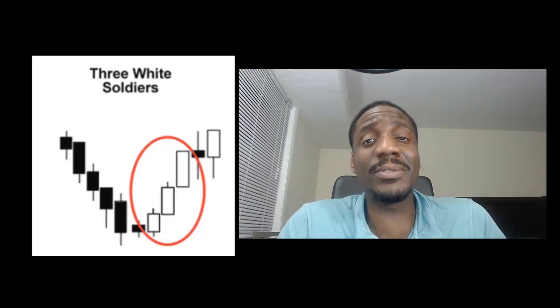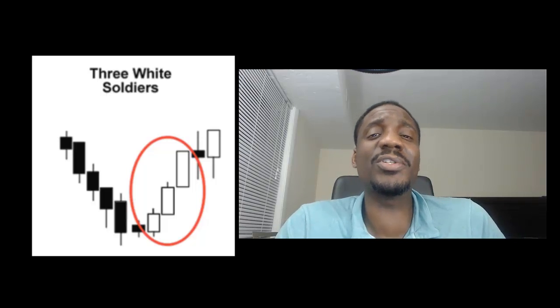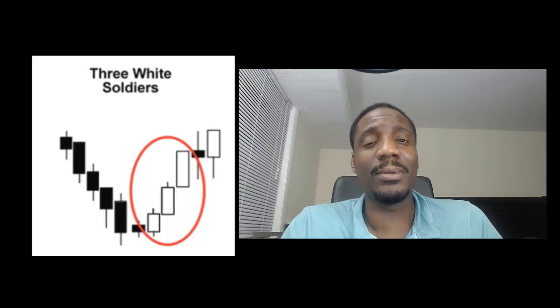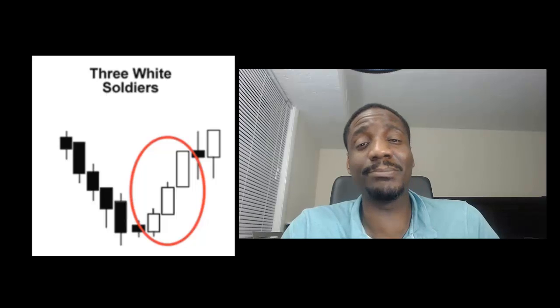Those are some of the candlestick patterns that technical analysts use to trade. So the next time you're on Binance or on Bittrex and you're trading, look out for some of these patterns. Maybe they can help you make some extra money.